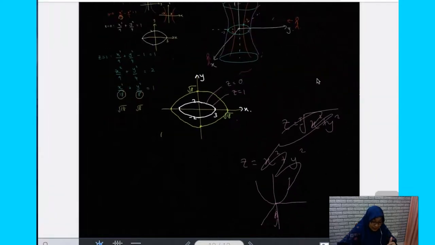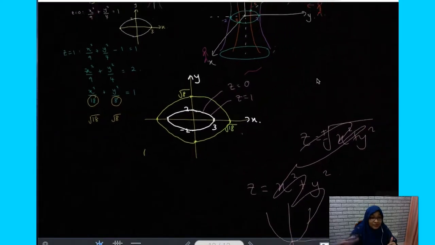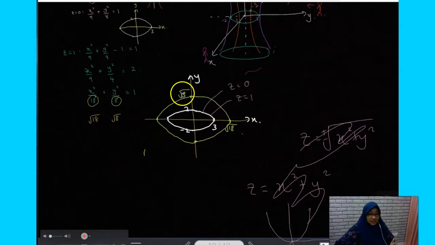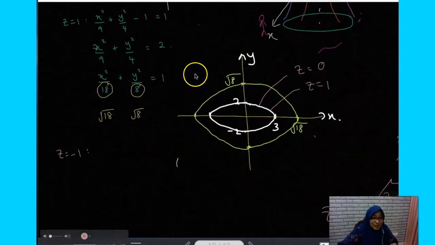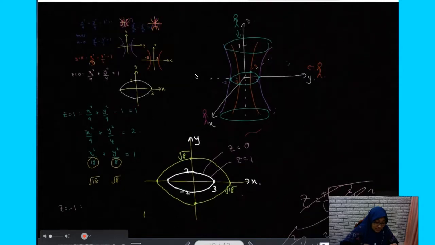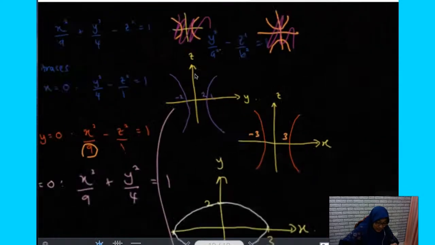Now we have this particular problem, so we want to finish this. We want to investigate what is the shape when z is negative 1. Why am I choosing 1? Because the value 1 is very simple, right? So now we replace z equal to negative 1 into the original expression.